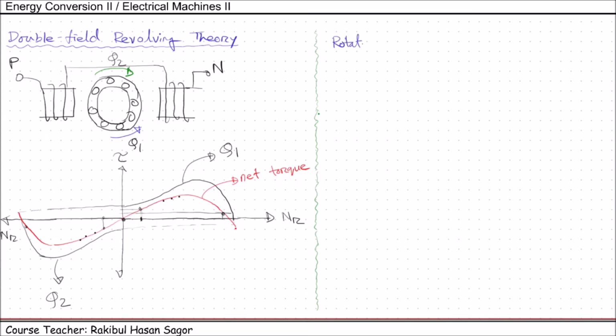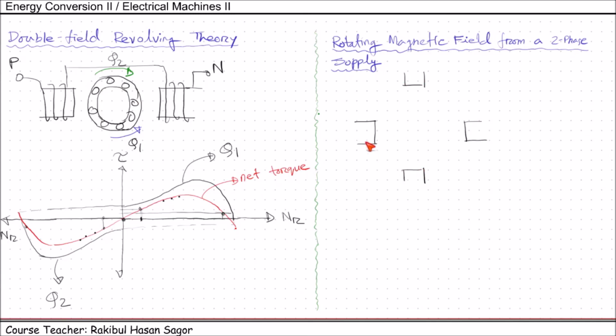Rotating magnetic field from a two-phase supply. Suppose by some mechanism, the single phase is split into a two-phase supply. If we have this type of mechanical configuration, these are the stator poles. Suppose phase 1 is connected here, with this neutral. This is phase 1 current I1. Another phase current is connected here, with this neutral. This is I2.